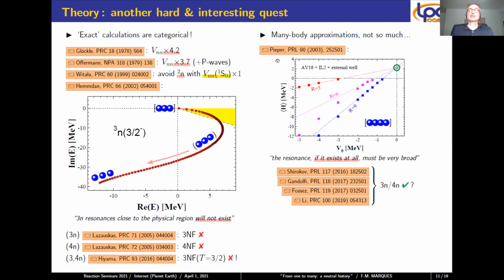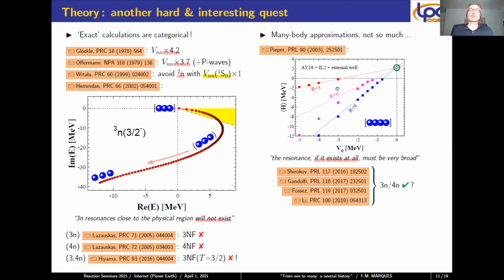On the other hand, many body approximations from 2003, the Pieper work, they said that bound systems could not exist, but this extrapolation from this work suggested that. So here you have 4 neutrons, you put them in a Woods-Saxon trap, and then you remove the trap. So here you have the intensity of the trap. When you remove the trap, you stop here, here, or here.